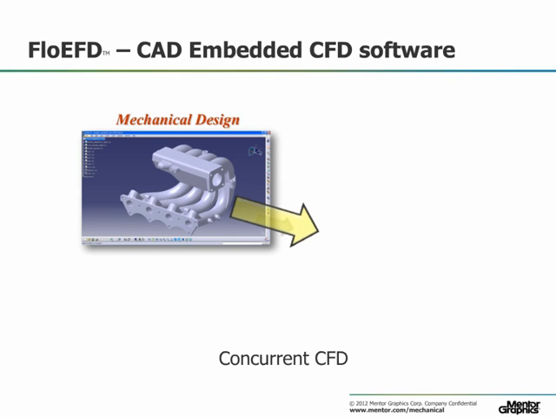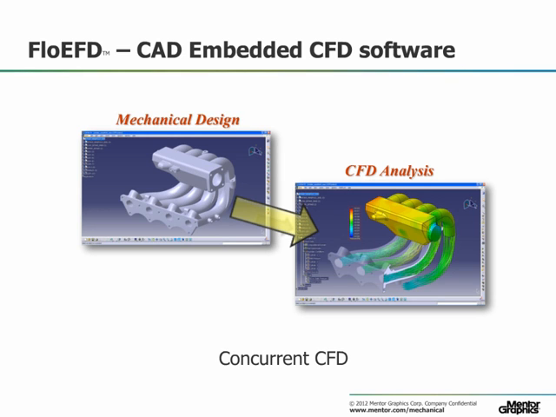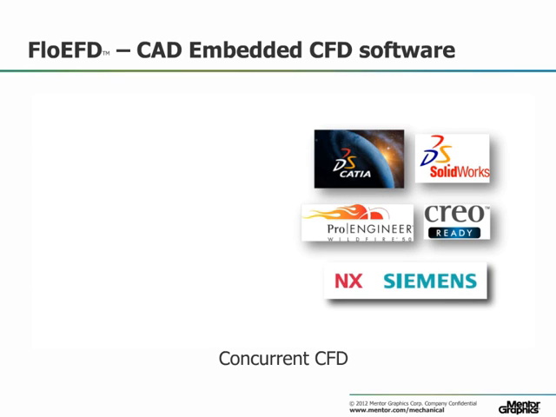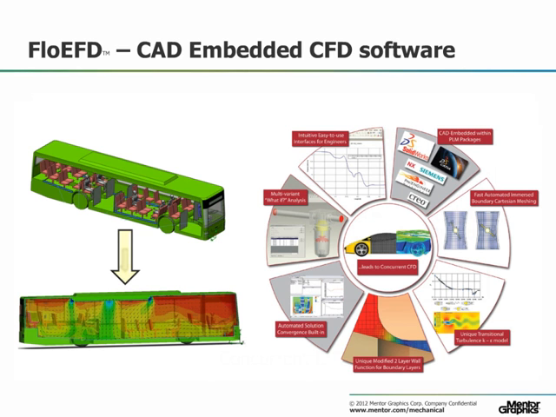Furthermore, regarding obtaining component-level performance data from CFD, Mentor Graphics provides a CFD product called FlowEFD. It's a concurrent 3D CFD tool which is available fully embedded in CAD tools such as CATIA, Creo or Pro Engineer, SolidWorks, and Siemens NX. It has been developed to be an accessible and accurate CFD tool for engineers with different levels of CFD expertise.